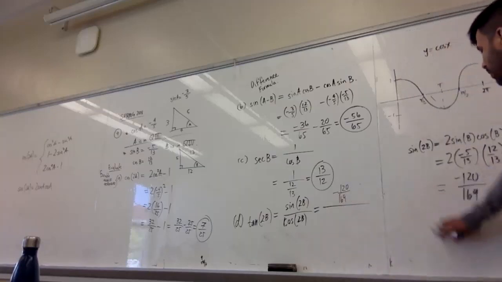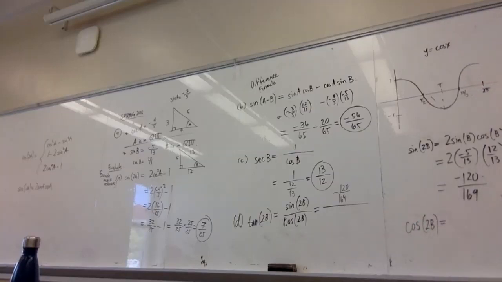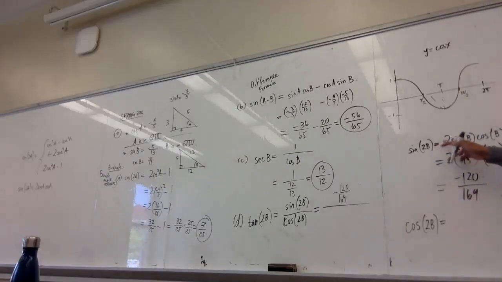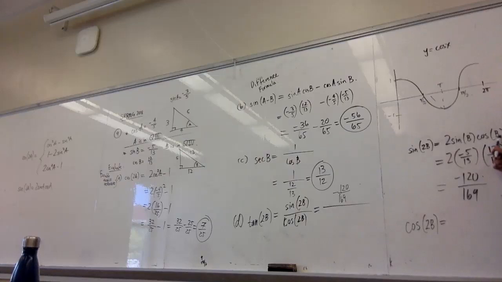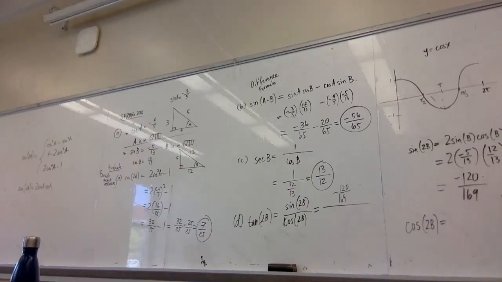But then I need to figure out what cosine of twice the angle is. I'm confused. Say it again, how did you get sine of twice the angle? I use the double angle formula. Sine of twice the angle is 2 times sine of the angle times cosine of the angle. They gave me sine of B, and I know cosine of B is 12 over 13. So I multiply and I get negative 120 over 169.